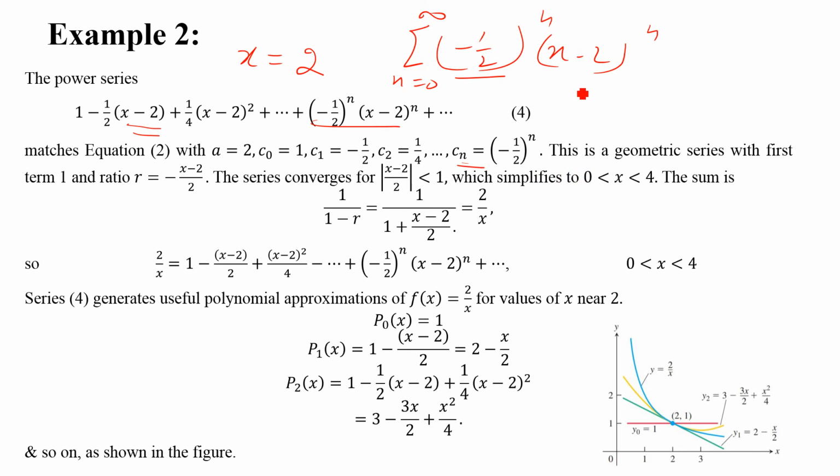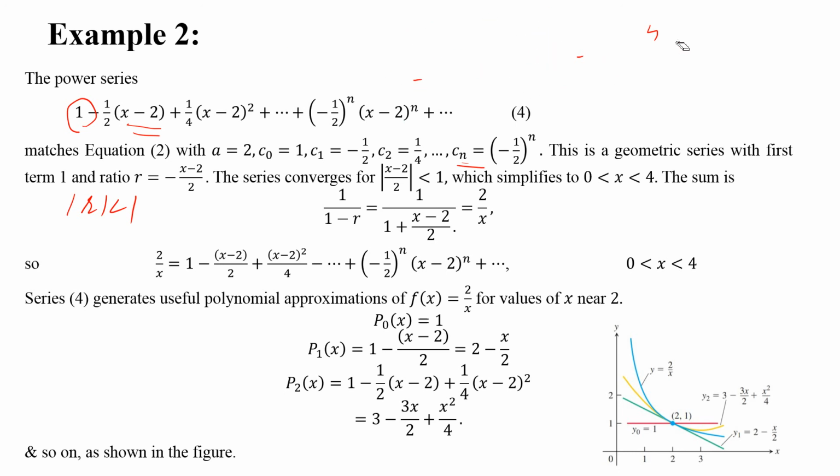Now you can again see from the pattern that this series is a geometric series with first term 1 and ratio r equal to negative of (x - 2)/2. Now, if this is a geometric series, it will converge if |r| is less than 1. That means |x - 2|/2 must be less than 1. So in order to find the interval for which this series is convergent, we have to solve this inequality, that is, |x - 2|/2 < 1.